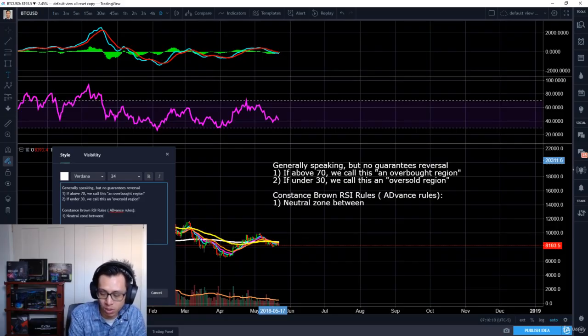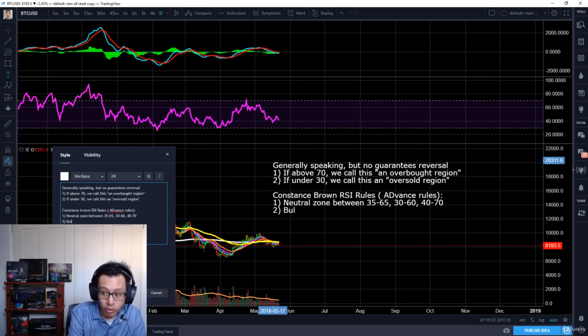Neutral zone between about 30 to 60, or 30 to 65, or 35 to 70. Actually, we'll say 30 to 60-ish. Around these particular ranges, or even 35 to 65, 30 to 60, or maybe 40 to 70, right? That's more so a very neutral zone.